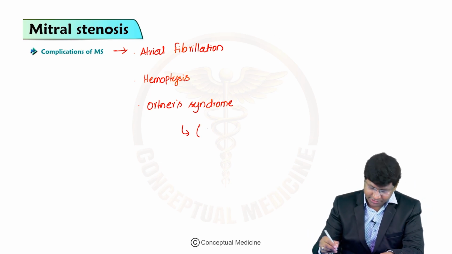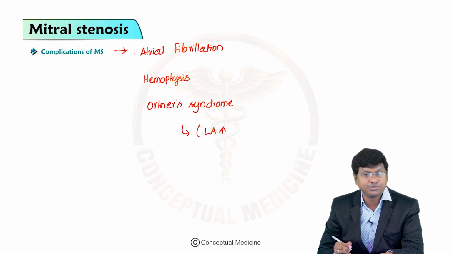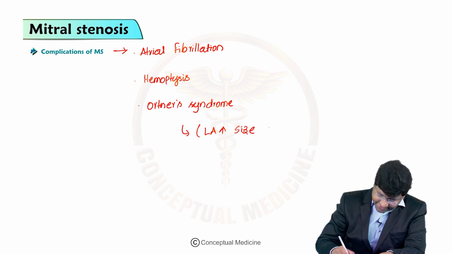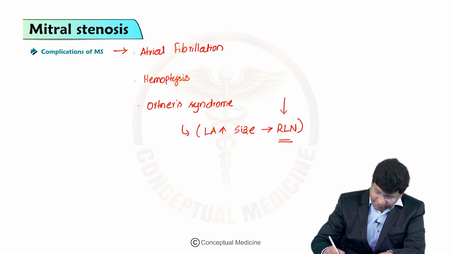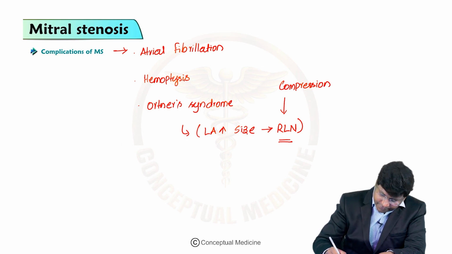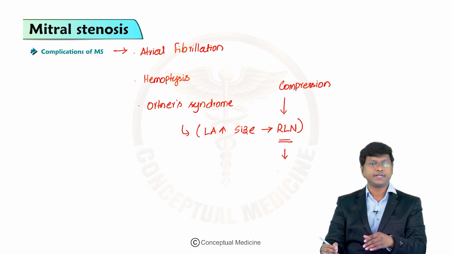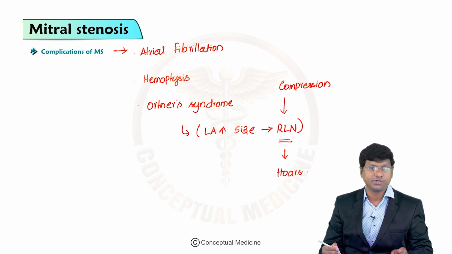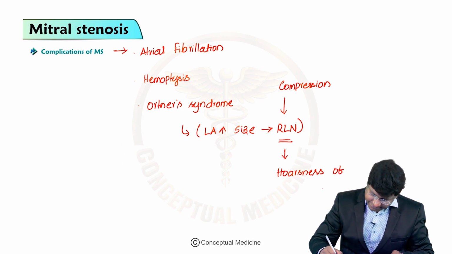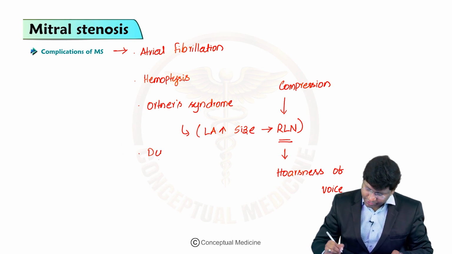See, what is this particular Ortner syndrome? It is the disorder where there is increased left atrial size, and because of this increased left atrial size, there will be compression of the recurrent laryngeal nerve. Because of the compression of the recurrent laryngeal nerve, the individual can develop hoarseness of voice, and that is what is called Ortner syndrome.